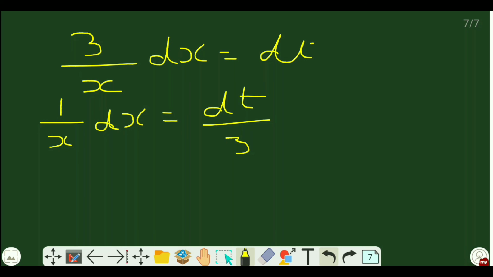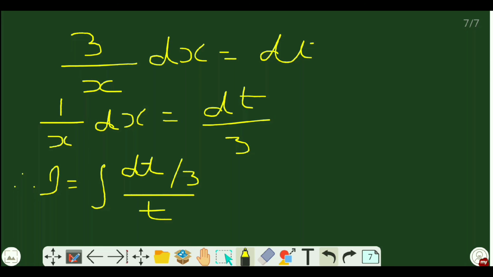So it's a pure substitution sum itself, isn't it? Therefore our integral becomes the integral of dt upon 3 upon t. The answer for which you already know, isn't it? It is 1 upon 3 log t plus c, and then you substitute the value of t in the answer. This again you can complete by yourself in the notebook.